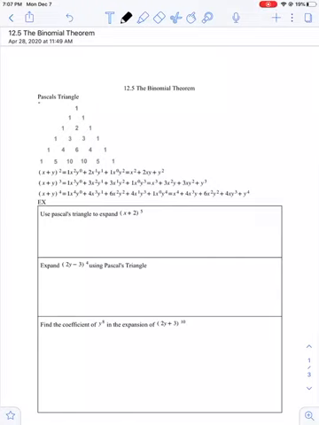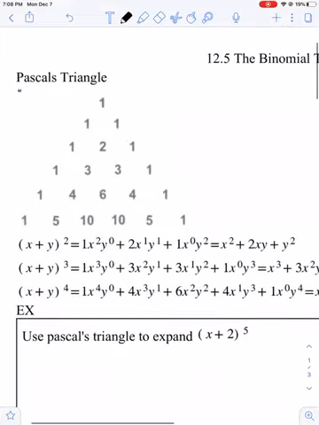Hey everyone, so today we're on the last section of chapter 12 and it is on the binomial theorem. We're looking at Pascal's triangle and using that to expand terms without having to do FOIL and distributing and multiplying out and expanding. So here's how you create Pascal's triangle.